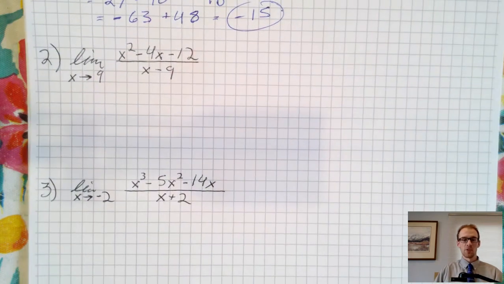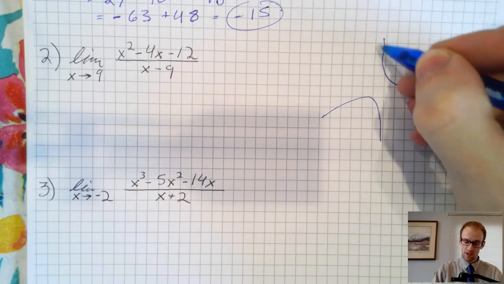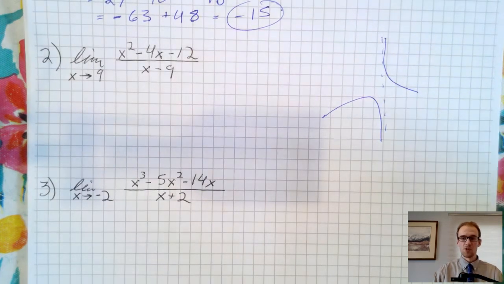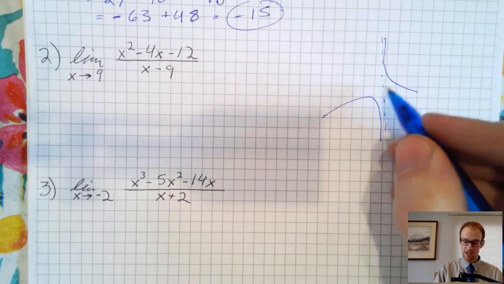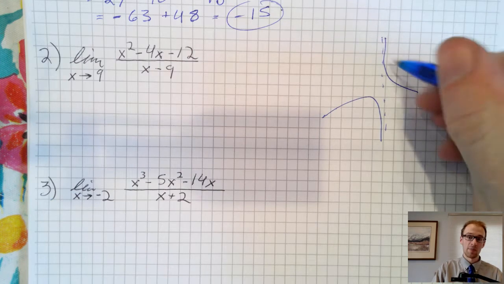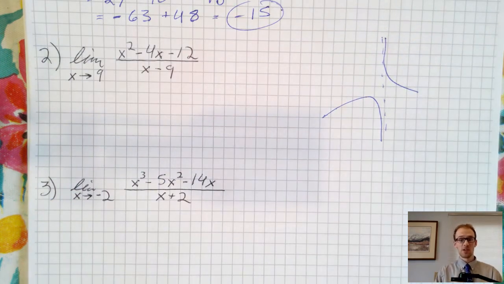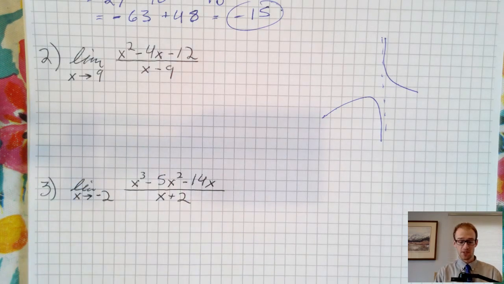Now you might remember with number 2, we had a graph that looked something like this. Okay, we had this asymptote at positive 9 for the x value, and our function was approaching negative infinity from one side and positive infinity from the other side. So we had an undefined value for our limit. And it turns out that that's the result when we look at this thing algebraically.